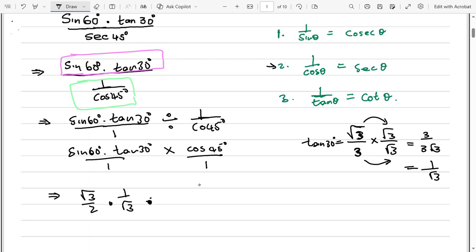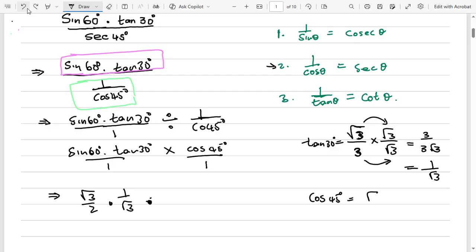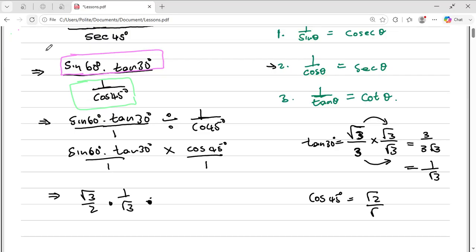Equals, wait, it's square root of 2 over 2. Same thing, you understand? So if you have the cos of 45, it leaves you with root 2 over 2. We need to rationalize that. Okay, it's root 2 over 2.